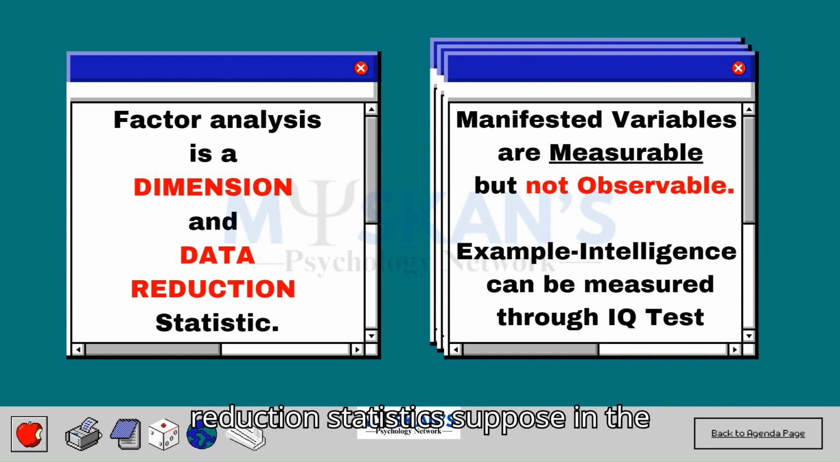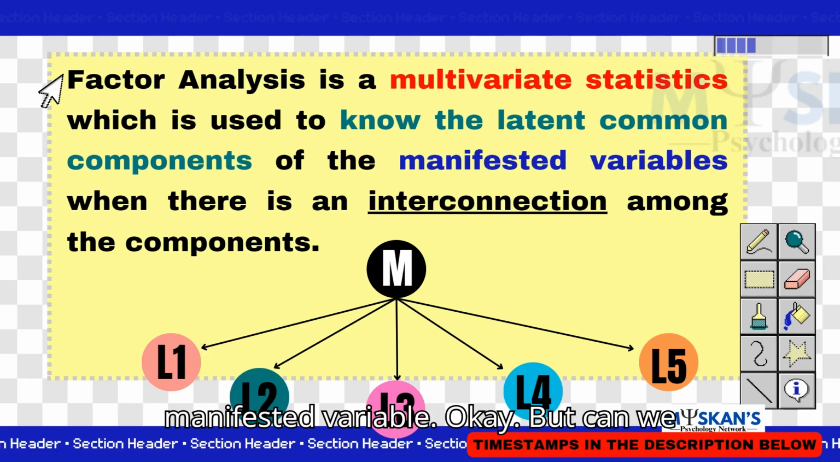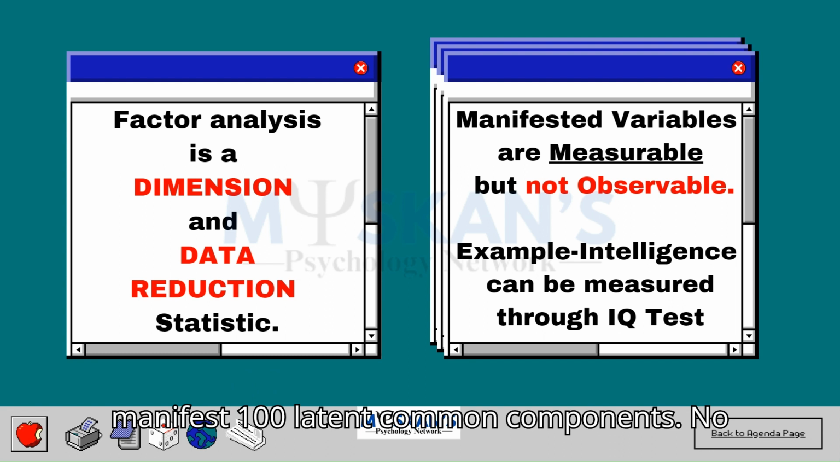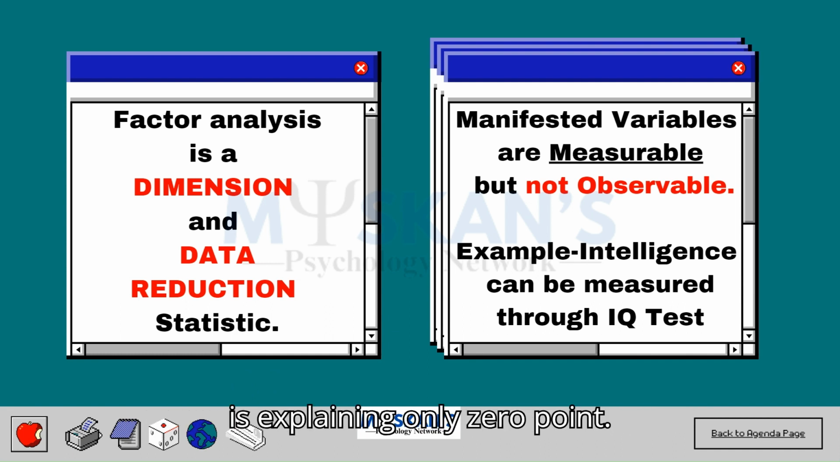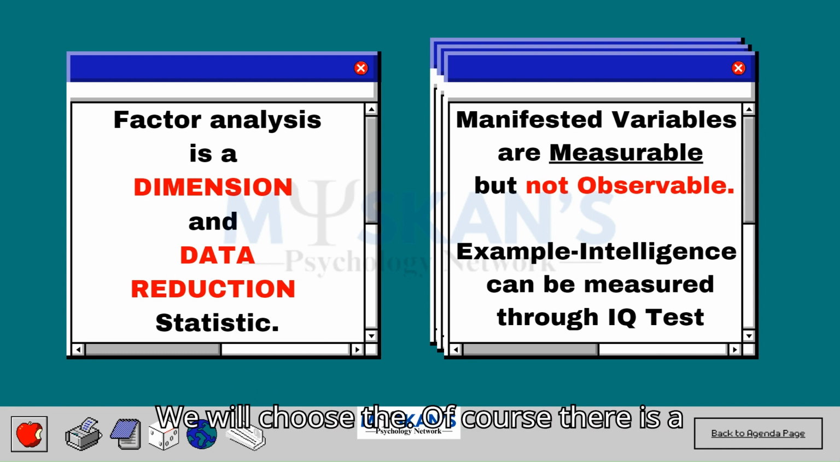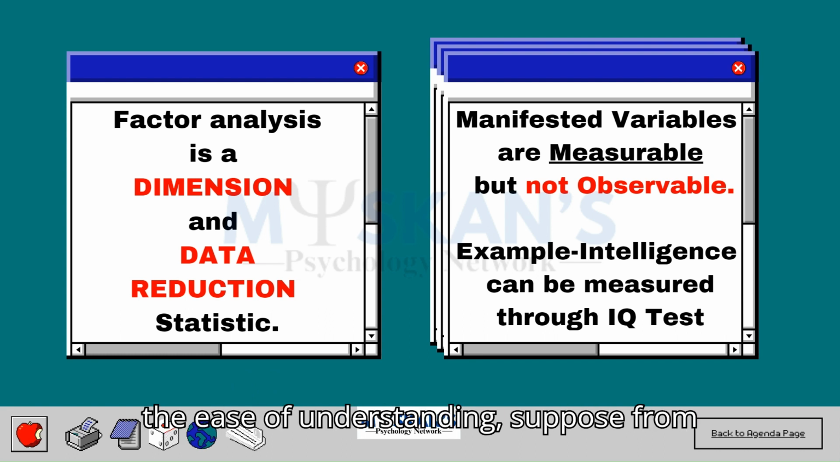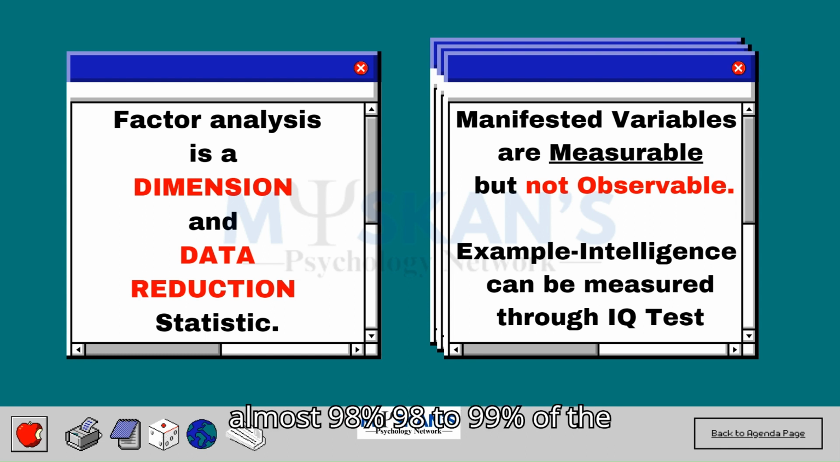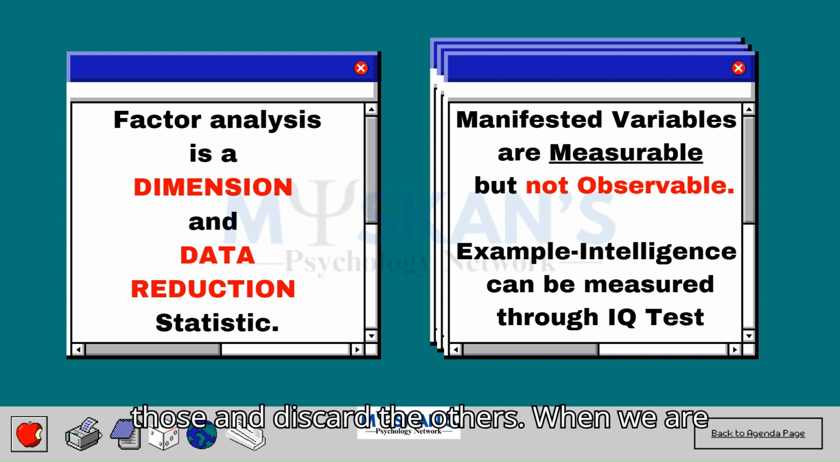Why is it called a dimension and data reduction statistics? Suppose in the literature, there are 100 common components for one single manifested variable. Okay, but can we always, to explain that particular manifested variable, talk about those 100 latent common components? No. Maybe one latent common component is explaining only 0.3% of that manifested variable, and another is explaining about 5% of the manifested variable. So we would definitely choose the one which is explaining 5% of the manifested variable. Of course there is a particular way of choosing, but just for the ease of understanding, suppose from 100 the first 10 common components are explaining the manifested variable the best. Suppose it is explaining almost 98 to 99% of the manifested variable. So we would choose those and discard the others.